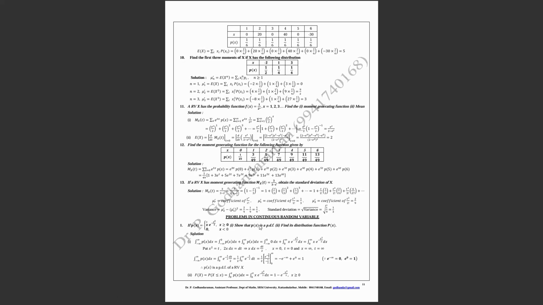Hence, the question is, we have to show the given function is a probability density function. We have the answer 1. Hence, the given probability density function is exactly correct. Hence, the function is a PDF.